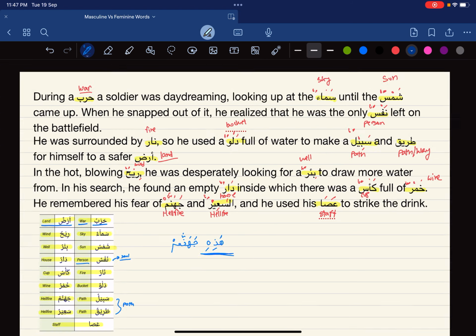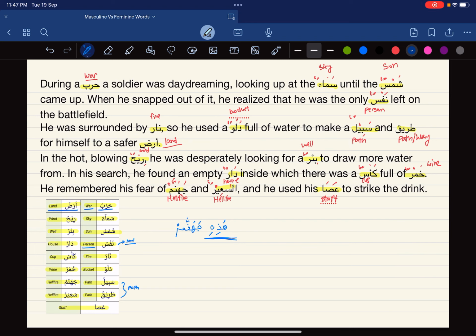So that's pretty much it for masculine and feminine words. We're going to go through a lot of examples in the next video. We're going to go through the book, tons of examples, and inshallah this topic will be mastered by heart.